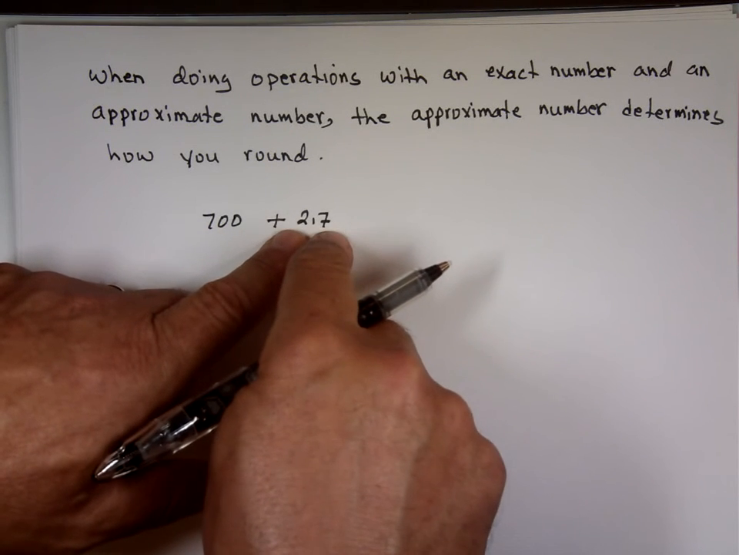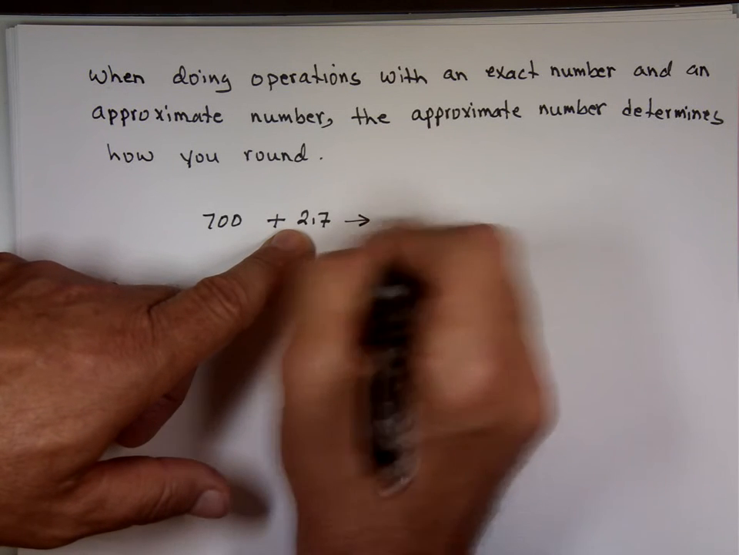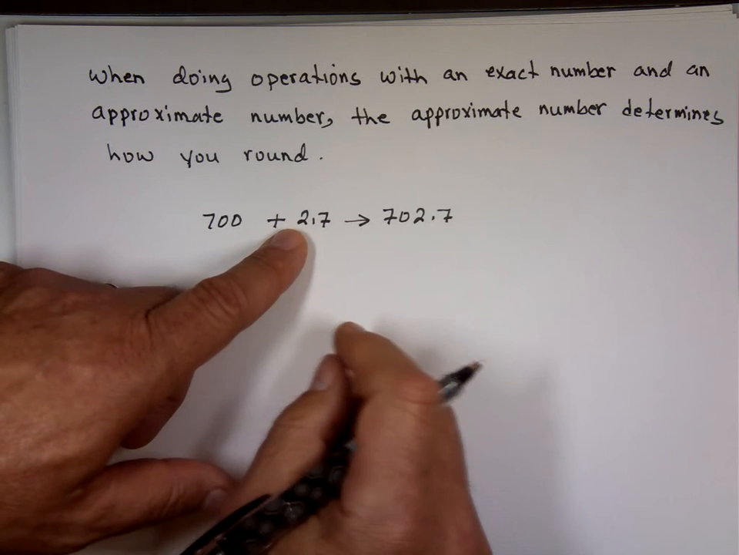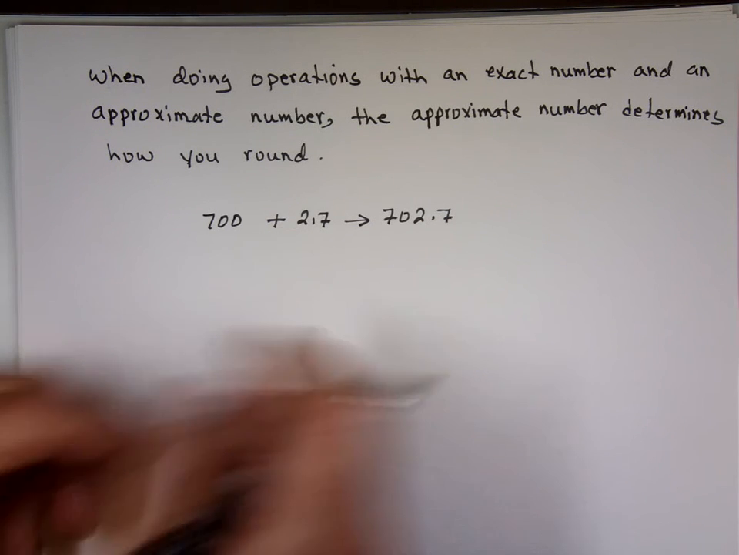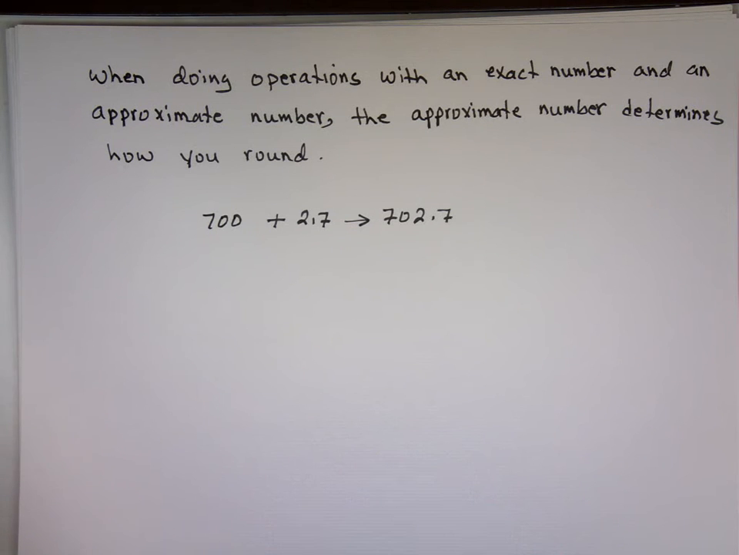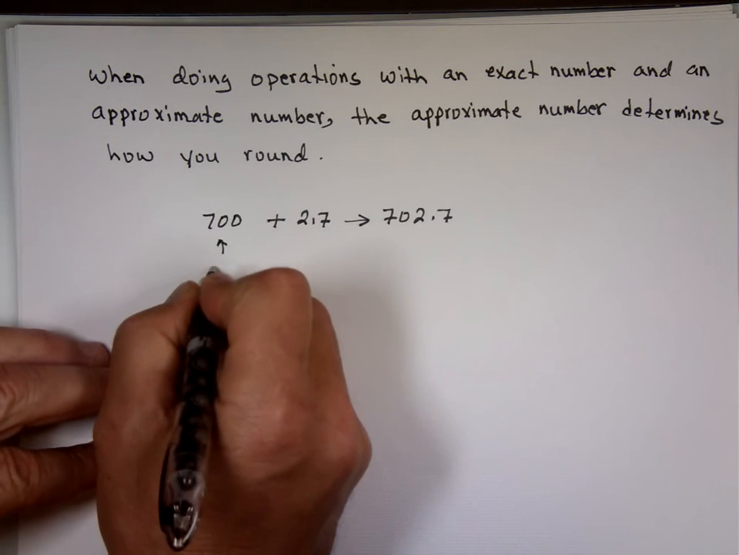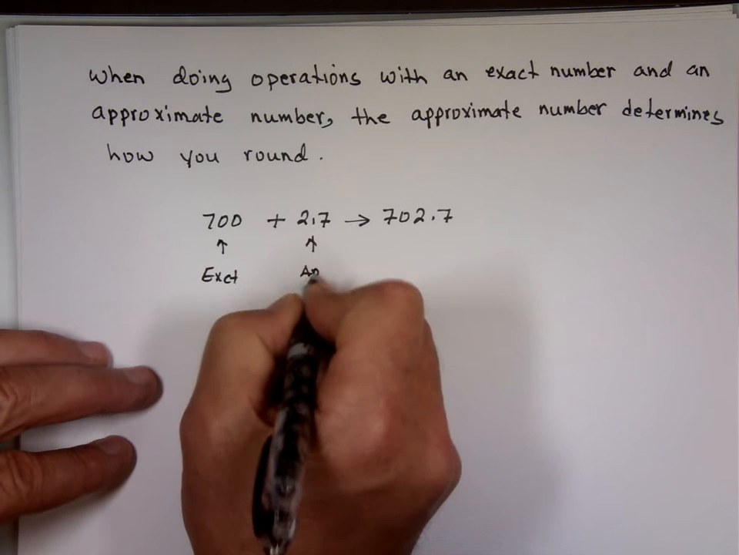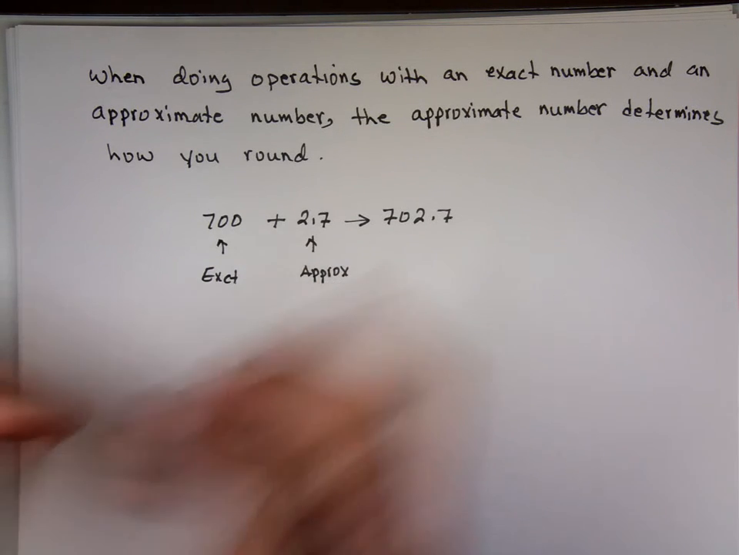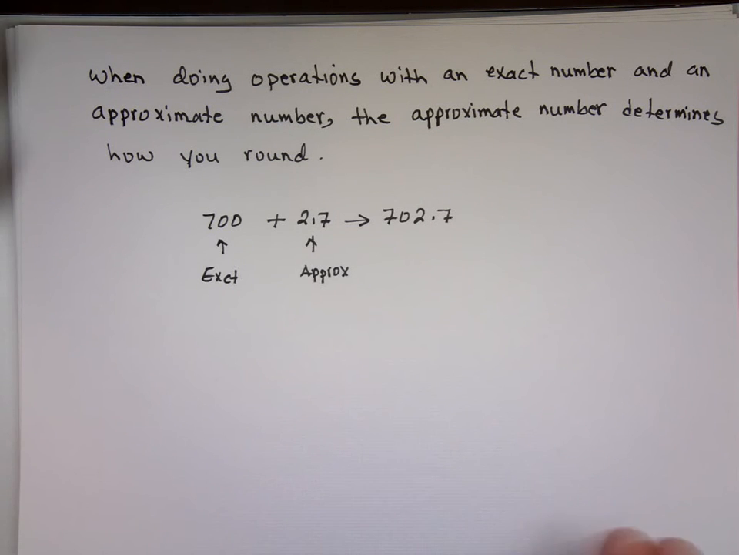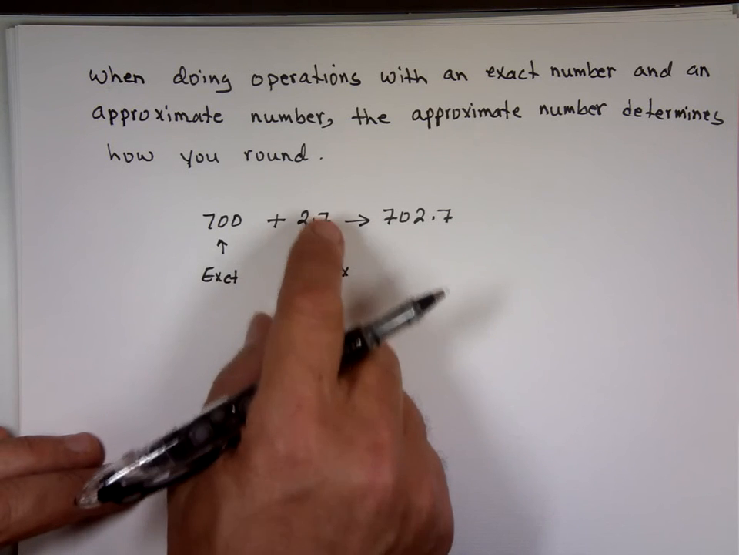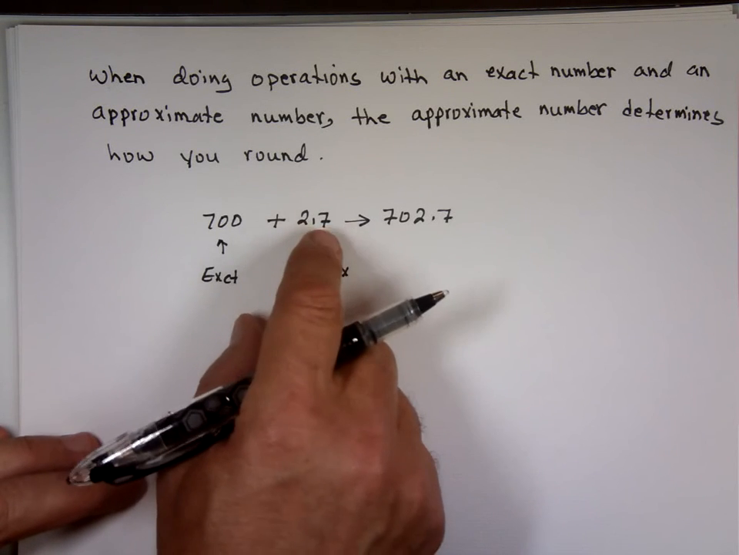So when you do the math, this is 702.7. Least accurate. We said the approximate number is going to determine. This is the exact number. This is the approximate number. Accuracy is the number of significant digits. This has 2 significant digits, this has 1. But we use that one because that's the approximate number. I need my answer rounded to 2 significant digits.